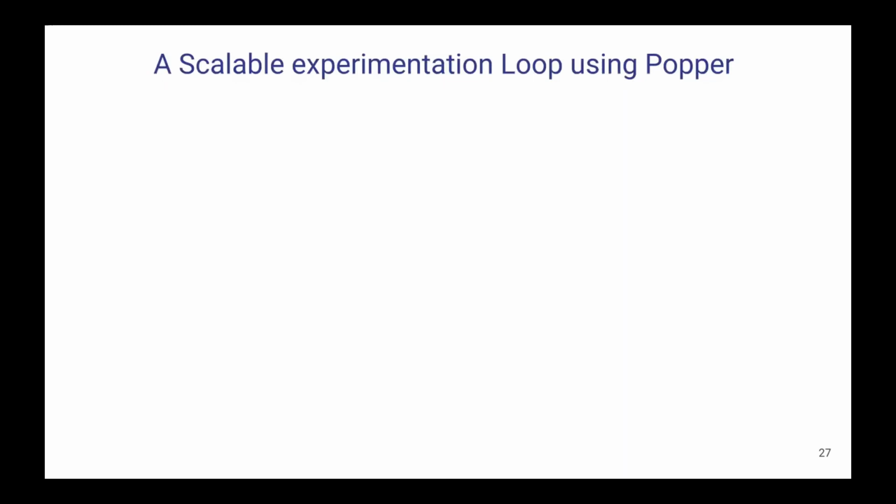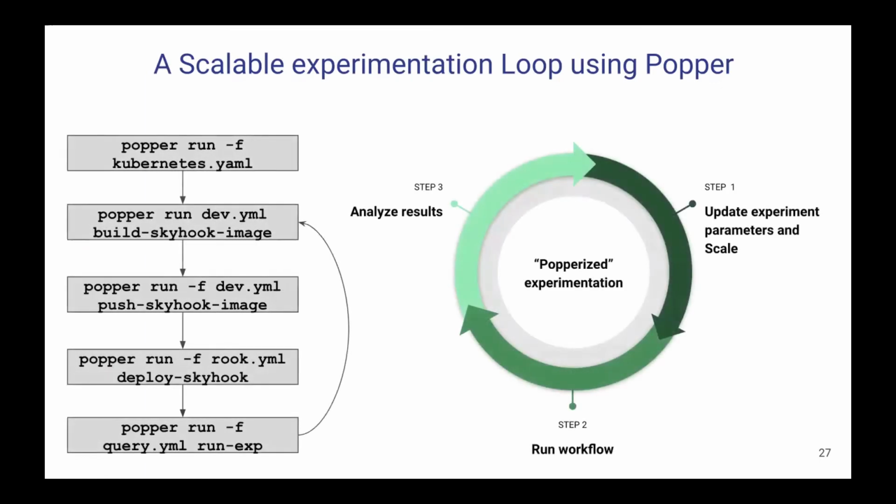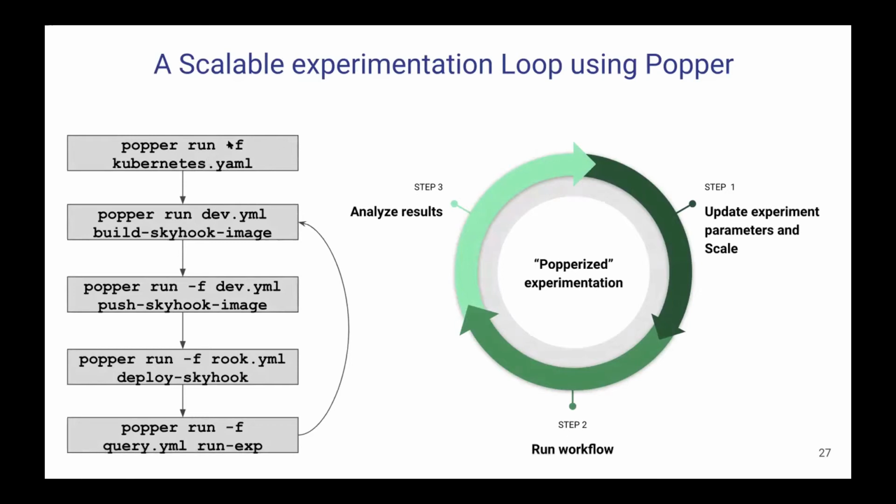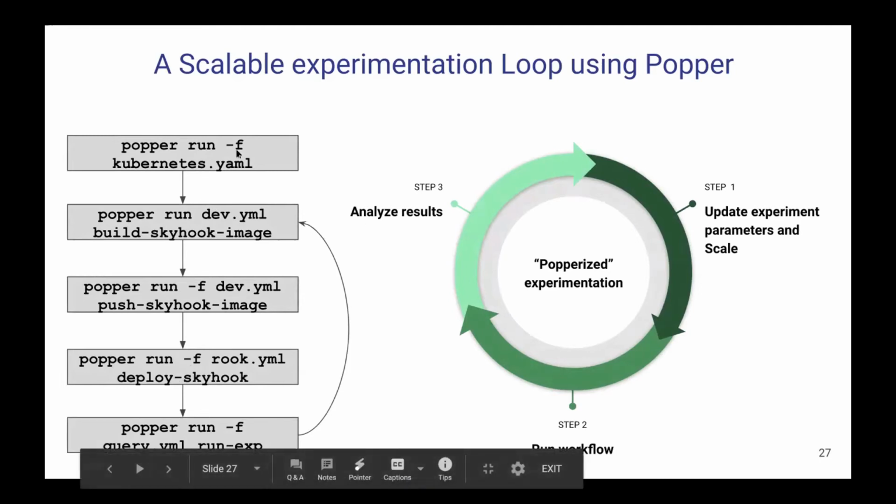Now that you are done with building and deploying, and you have two Popper run commands to do that iteratively, now comes the important step. The most important step is the experimentation. So with Skyhook, with Popper, you follow a logical workflow similar to this. You first deploy infrastructure in the form of a Kubernetes cluster. I have just shown it in short. Then you build the Skyhook image, push the Skyhook image, deploy Skyhook, run queries. Again, you follow the same loop.